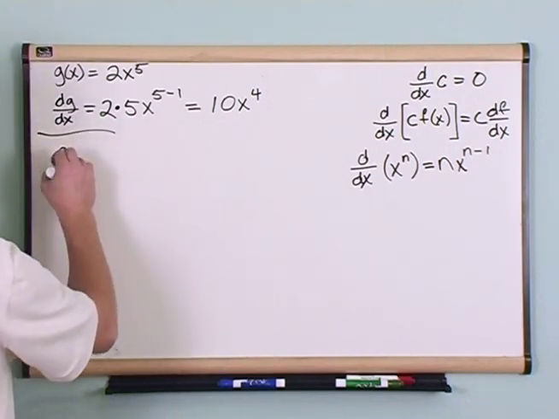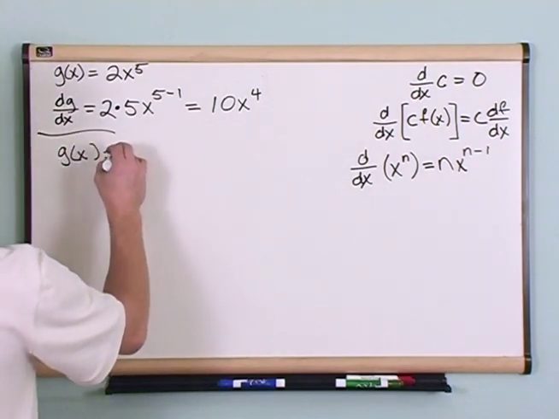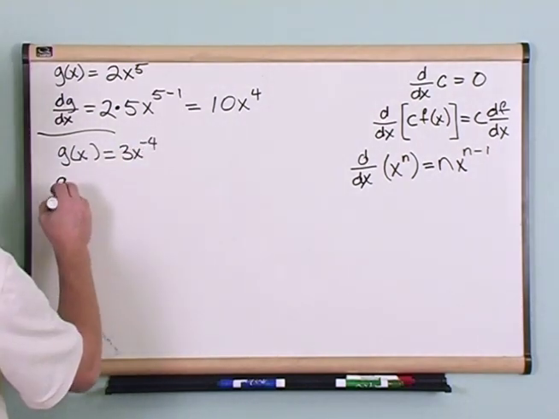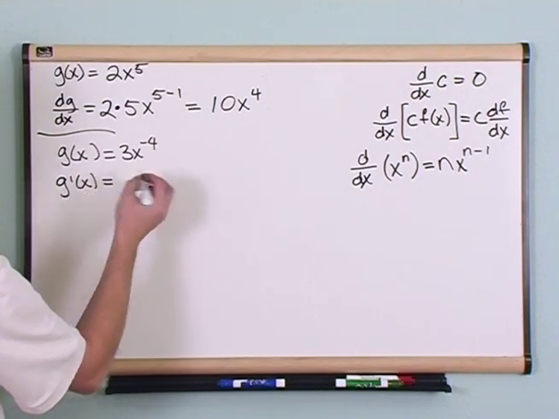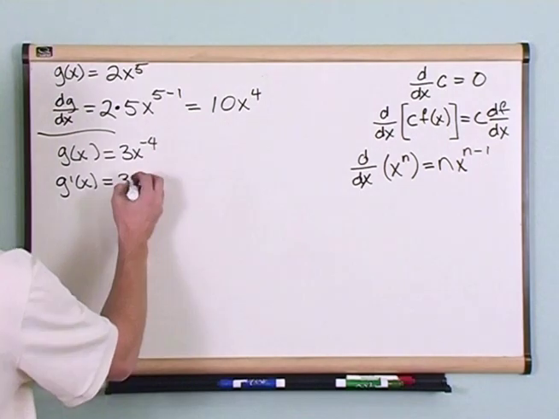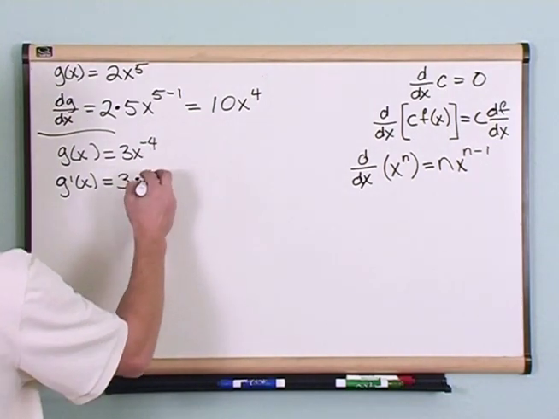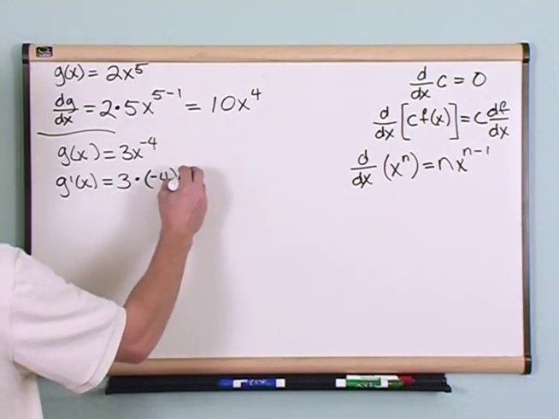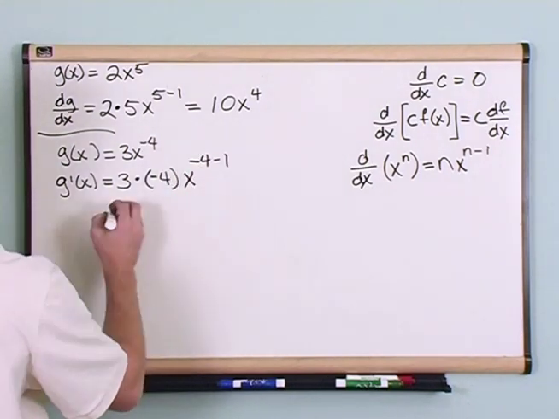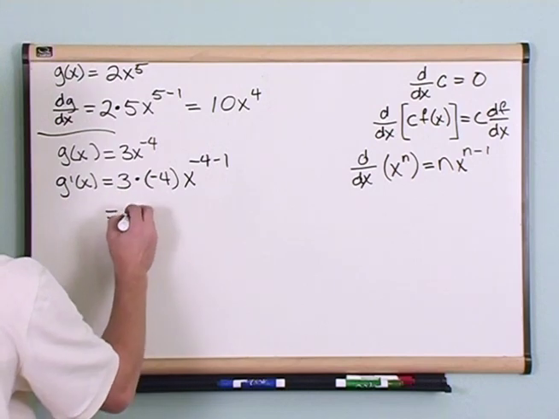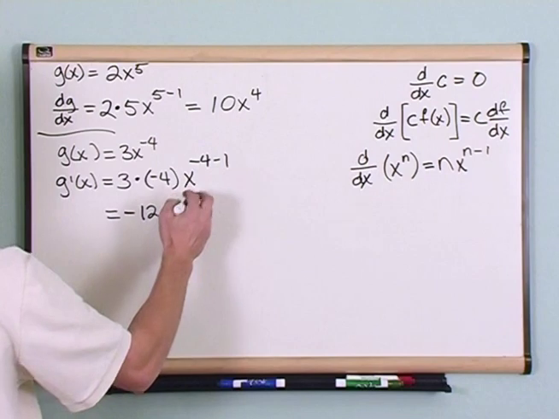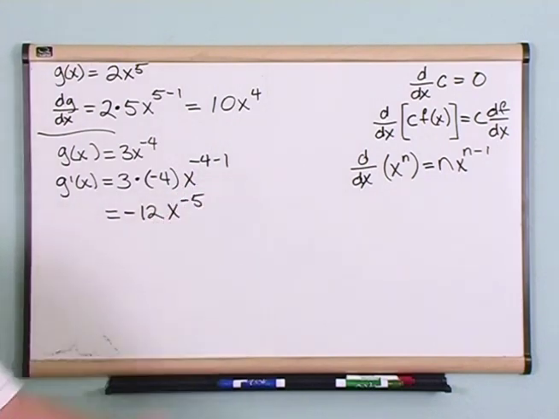What if you had g of x is equal to 3x to the negative 4th power? Well then, g prime of x is simply going to be 3, just stays out front, just like this tells you, times the exponent comes down, negative 4, and then in the power of x, I've got negative 4 minus 1. So I've got 3 times negative 4 is negative 12, x, and then in the exponent, I've got negative 5. Negative 4 minus 1 is negative 5.